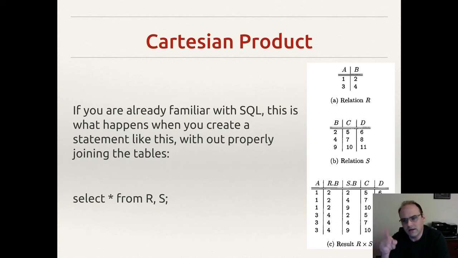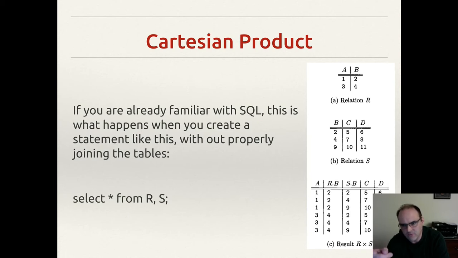So I'm going to take my first tuple in R, and I'm going to come down and combine it with the first tuple of S for the result. So the first tuple in the result is the combination of those first two tuples. So I have A and RB from R, and SB, C, and D from S. And you can see that the 1 and 2 came from R, and the 2, 5, and 6 came from S. Then I took the same first tuple in R, and I combined it with the second tuple in S. So now we have 1, 2, 4, 7, and 8.